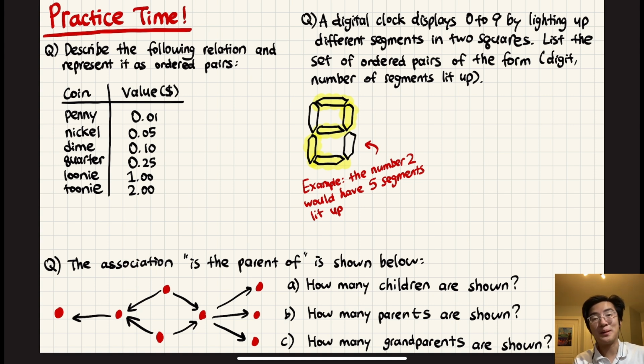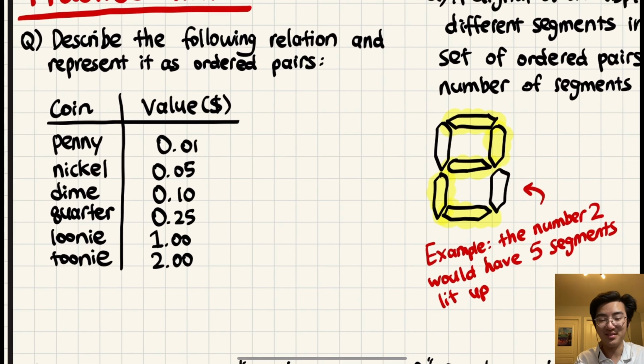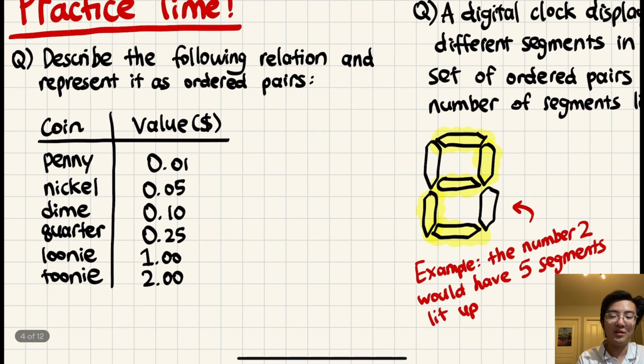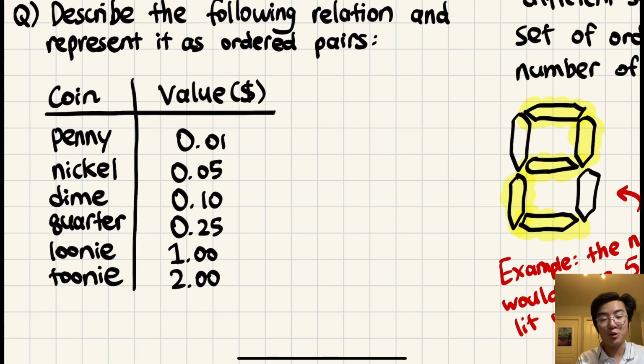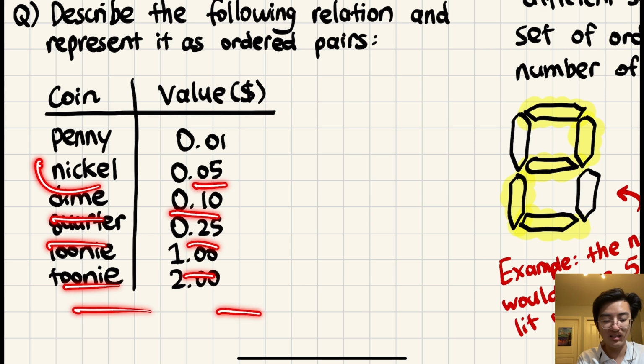Alright, I hope you all have had some time to pause the video and try those questions out yourself. So the first one, describe the following relation and represent it as ordered pairs. Right here, we have coin and value in a nice little table. As we can see here, pennies, when they existed, were 1 cent. And nickels got 5 cents, dimes, 10 cents, and so on.